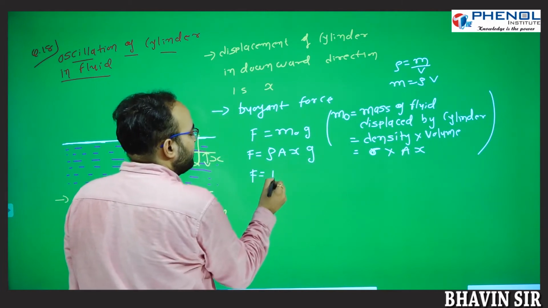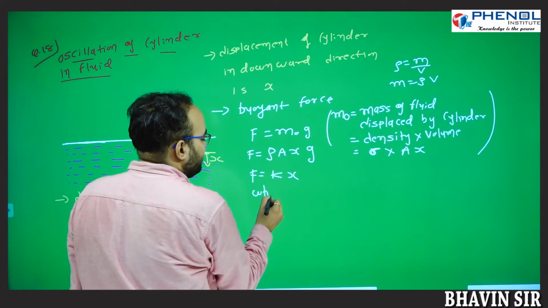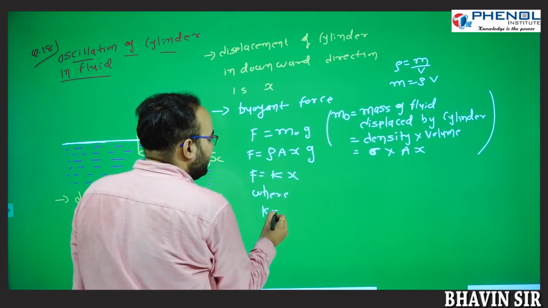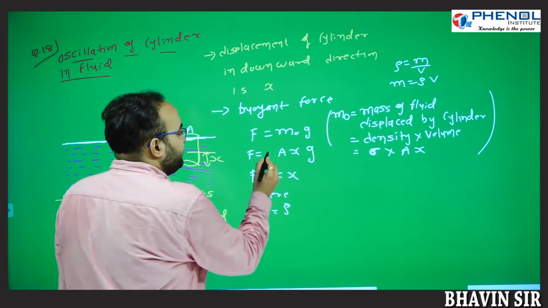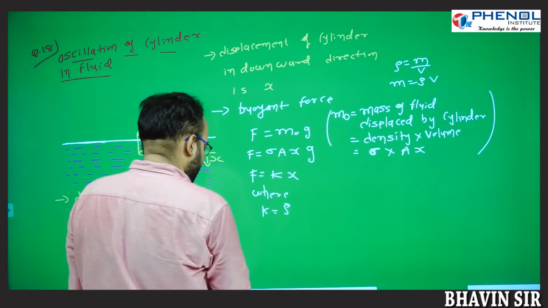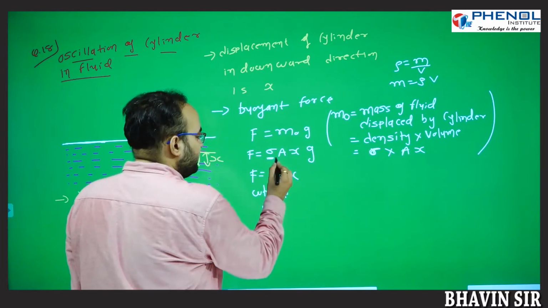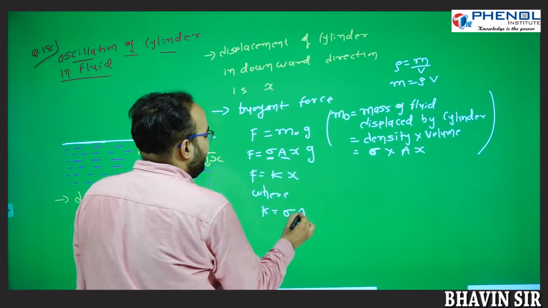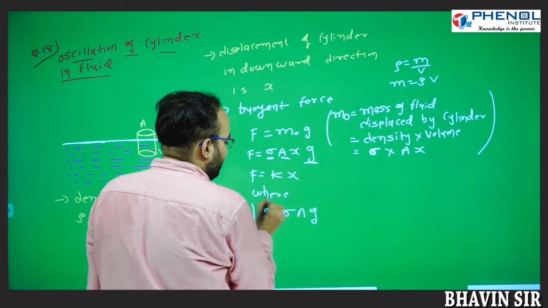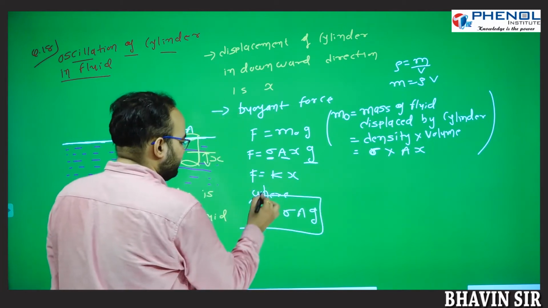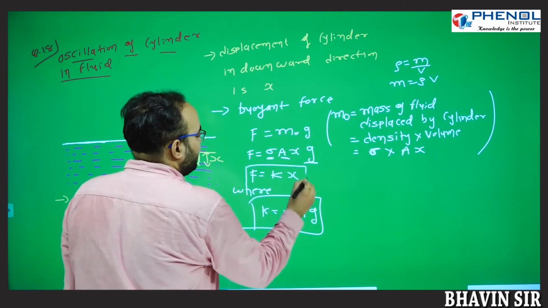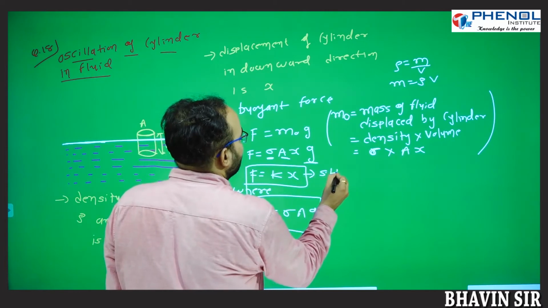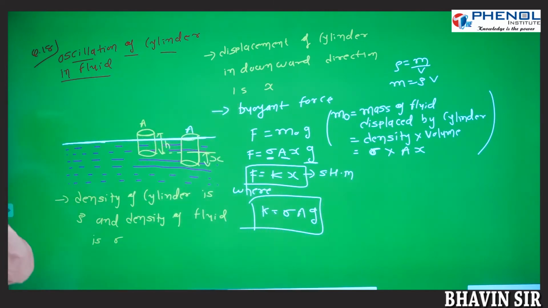Now F is equal to kx, where what are the constant terms? Sigma, area, base area, and g. Chalo, so again we prove F is equal to kx, so it is what? SHM.